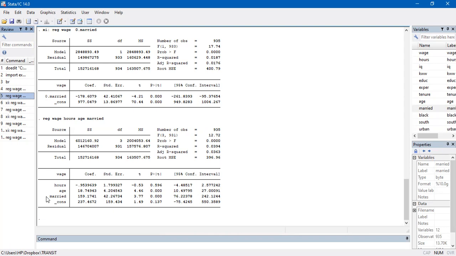If you take married, here the p-value is 0.000. So if the p-value is less than the significance level, then yes, we reject the null hypothesis and state that married is actually statistically significant. And when we use the confidence interval, we have the same result.